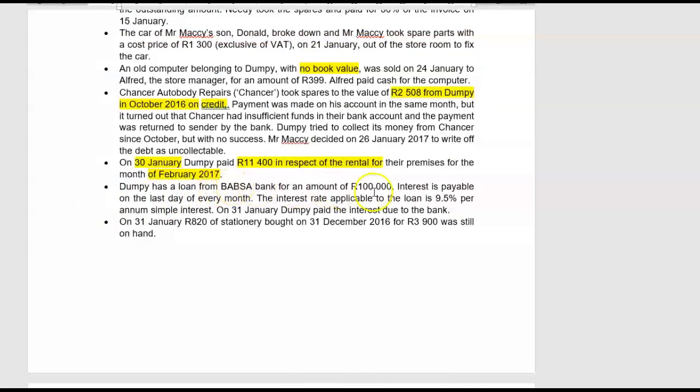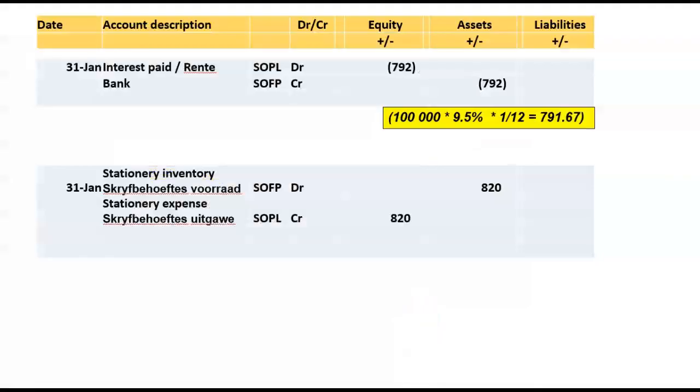Dumpy has a loan from Babsa Bank for an amount of 100,000. Interest is payable on the last day of every month. The interest rate applicable on the loan is 9.5% per annum simple interest. On 31 January, Dumpy paid the interest due to the bank. So what is our interest? 100,000 times 9.5%, and this is only for 1 month, so times 1 divided by 12, which is 792 Rand. So interest expense, an expense account, statement of profit or loss, debit, will reduce equity with 792 Rand, and bank, it was paid, statement of financial position, will reduce our assets with 792 Rand.